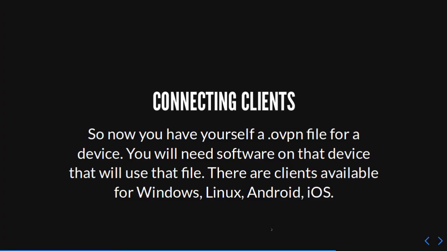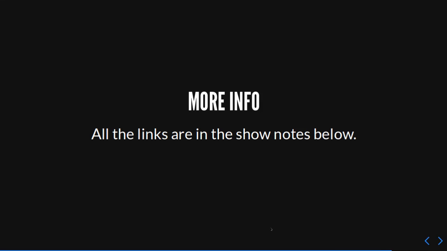So, connecting clients. You have yourself this file for your device. You're going to need to install some software for that device. And there are clients available for Windows, Linux, Android, iOS, for everything. I'm going to have some links in the show notes that will show you where to go for that software. But there are pretty much the standard ones, like the people behind OpenVPN provide a whole bunch of clients, and those are the ones I recommend using.